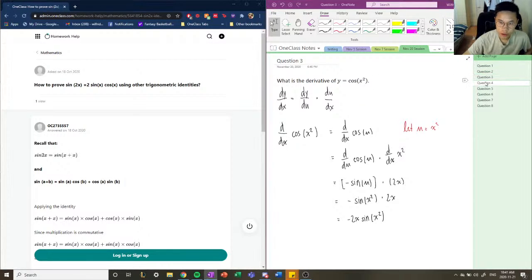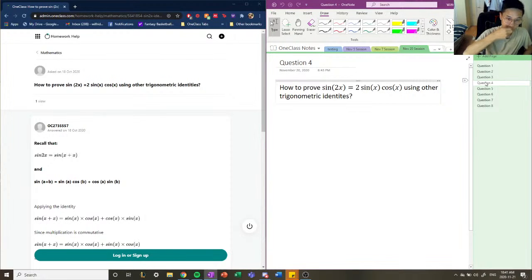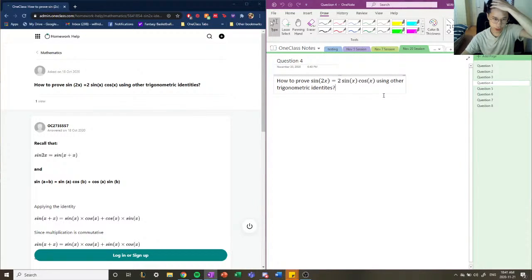All right, so question number 4. How to prove sine of 2x equals 2 times sine x cos x using other trigonometric identities? So this is one of those classic proof questions to prove trigonometric identities. This is a double angle proof, and they're asking us to use previous trigonometric identities to prove this.